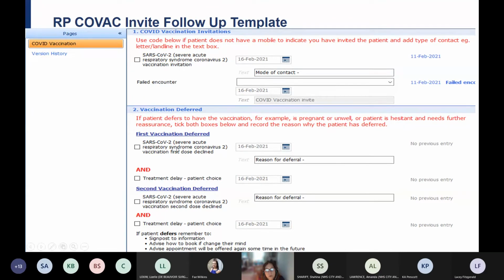We're also asking you, once you put that code in, to also code treatment delay, patient choice, because this means that we can do a very simple search just based on that code, which will identify deferrers. Same for the second vaccination, so we've broken that down into first vaccination deferred and second vaccination deferred.